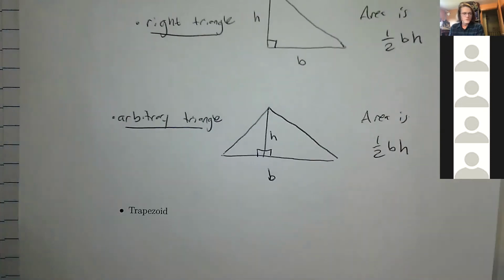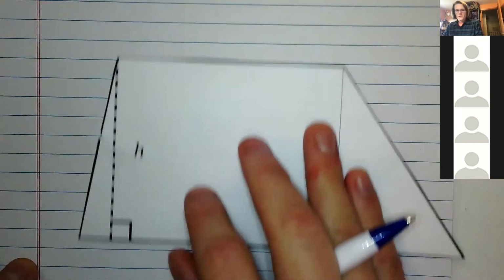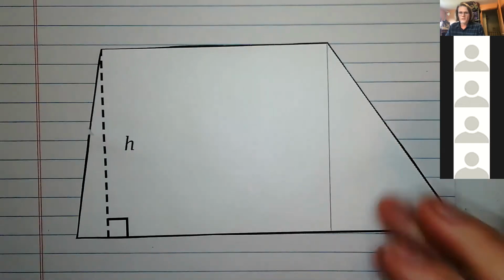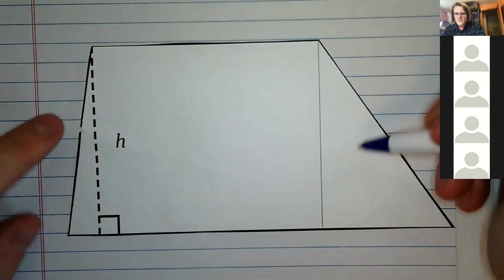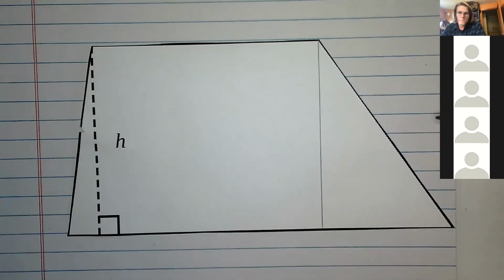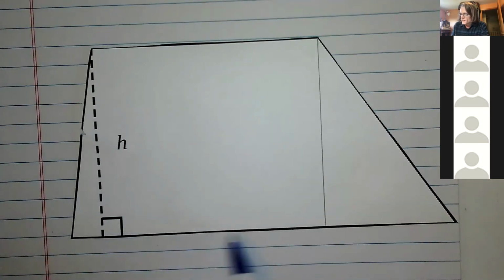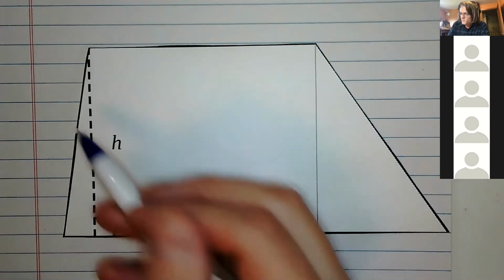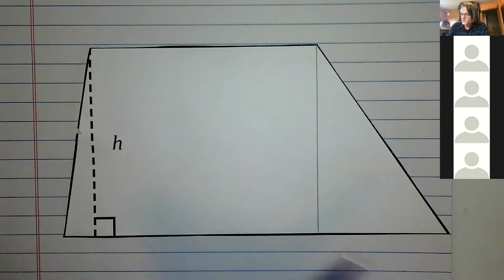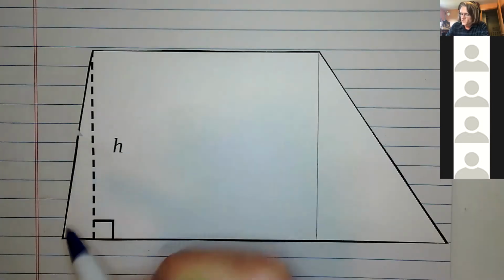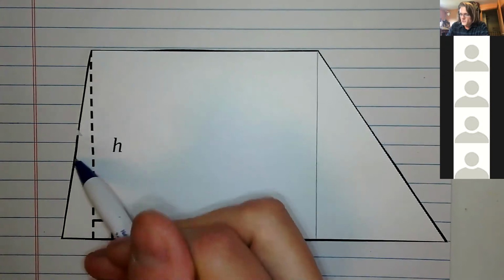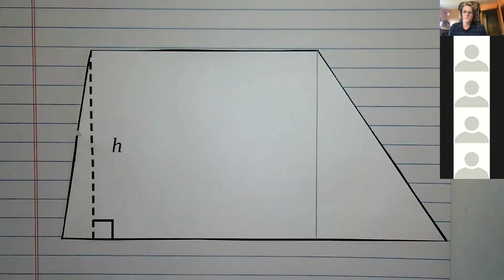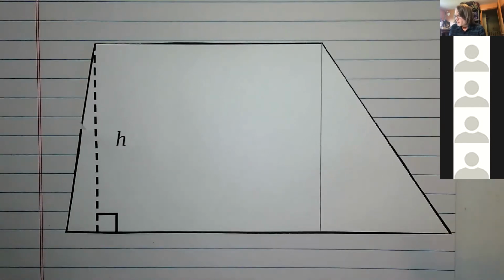The last shape we'll do is trapezoids. And a trapezoid looks like this. A trapezoid is kind of like a parallelogram, but one pair of opposite sides is not parallel. You'll note that the bottom and the top are parallel, but the two sides are not parallel. This side has positive slope and this side has negative slope, assuming the axes are set up as normal.